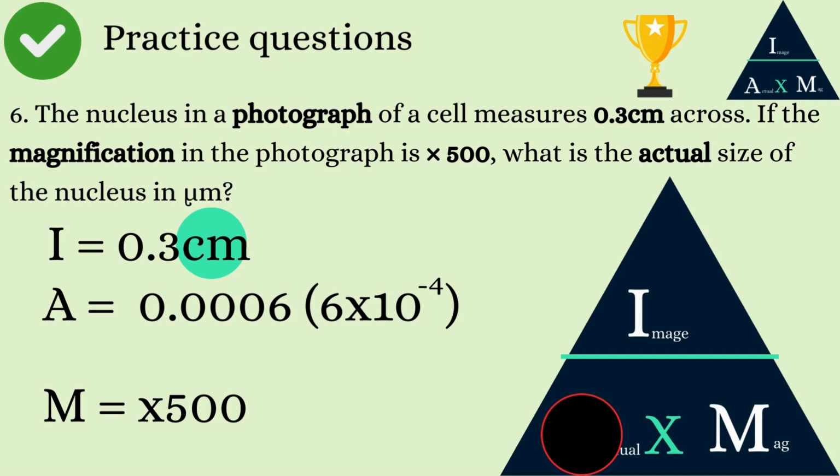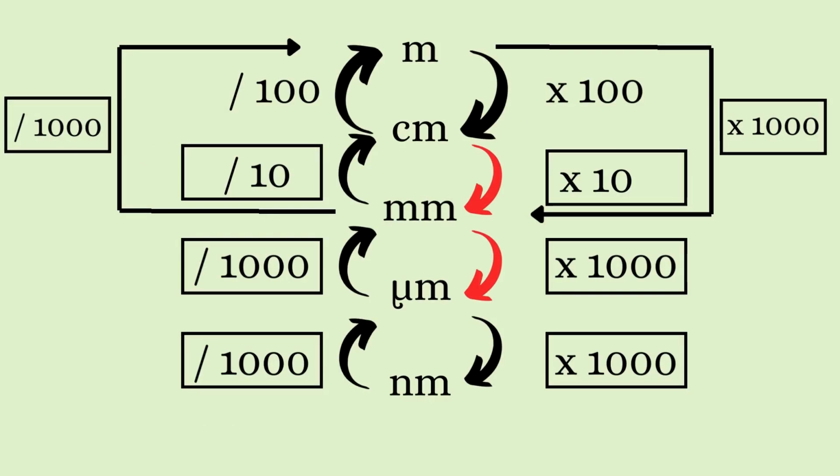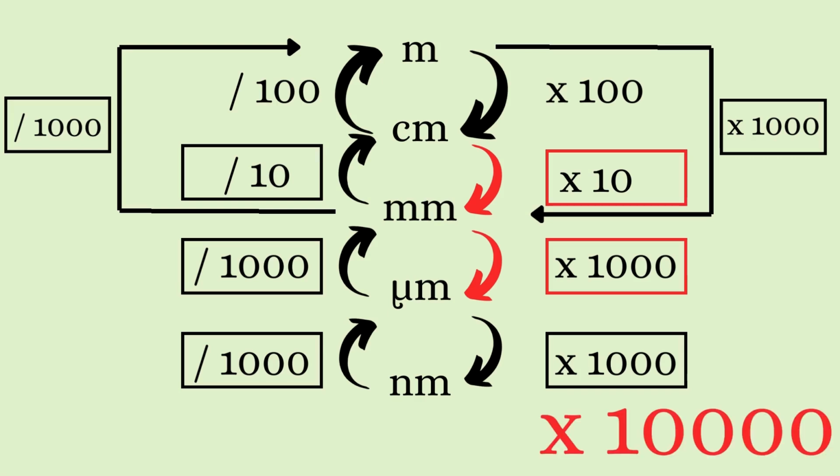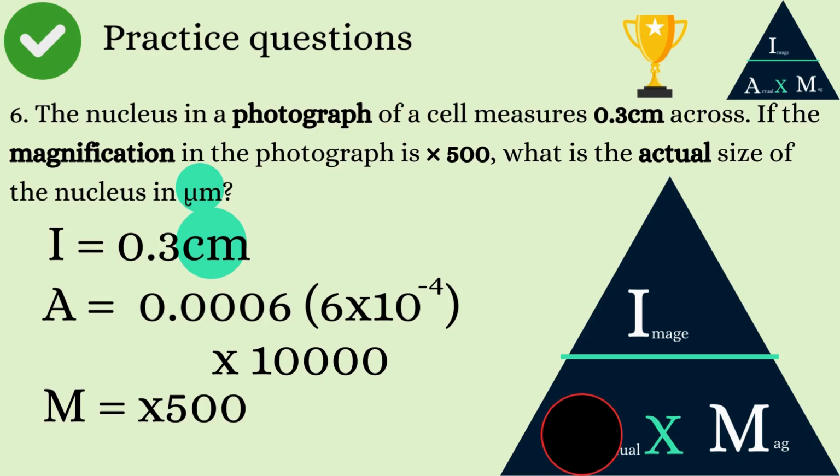But notice how the image size is given to us in centimetres, but the question has asked for the actual size in micrometers. Let's do some converting using our chart to get from centimetres to micrometers. For this, I will be doing 2 steps, times 10 and times 1000. This is the same as doing times 10,000. So returning to our calculations, we can do 0.0006 centimetres multiplied by 10,000, and this gives us an answer of 6 micrometers.